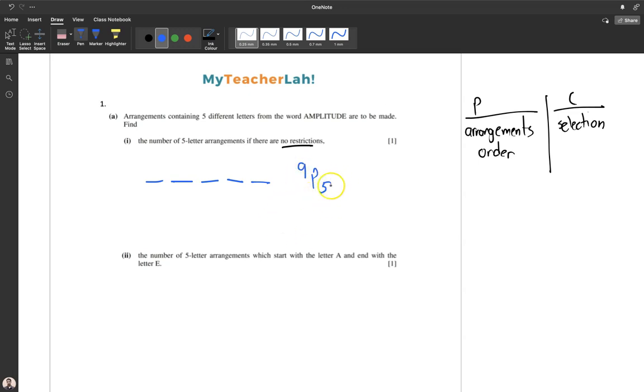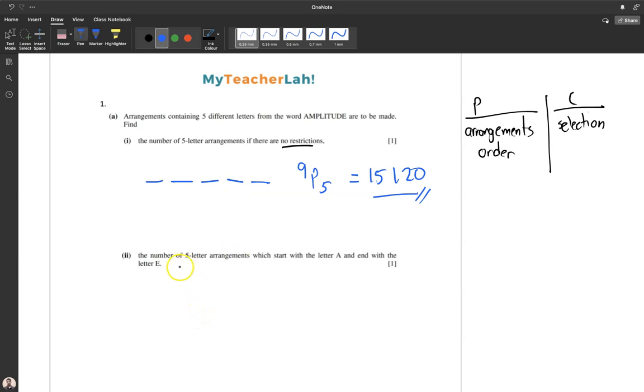So 9 pick 5. You will end up getting quite a large number, 15,120. So it's quite straightforward. That's why the mark is given as 1. But it can get complicated, which I'll show later.